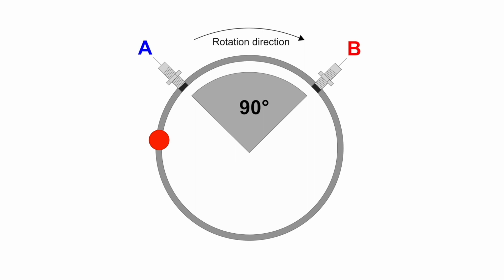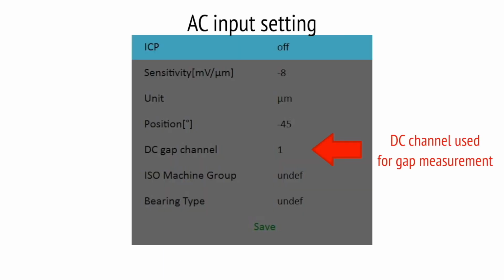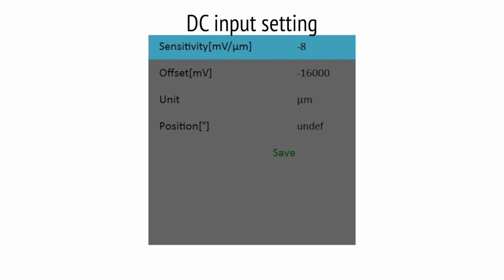The angle can have different value than 90 degrees. We always use the angle sector which is lower than 180 degrees. This is complete typical setting of AC input. This is complete typical setting of DC input.